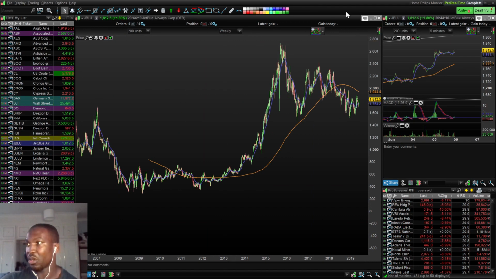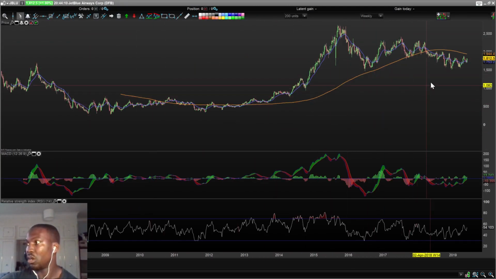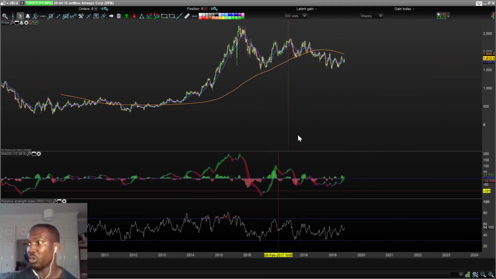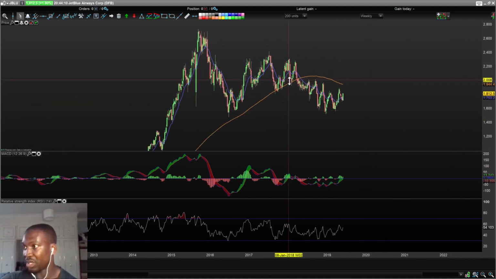JetBlue. So on the weekly chart, it looks like it's been curving up. You can see that even though it's ebbing and flowing, it's been making higher highs. It's kind of made a little bowl shape, and it's curving up.